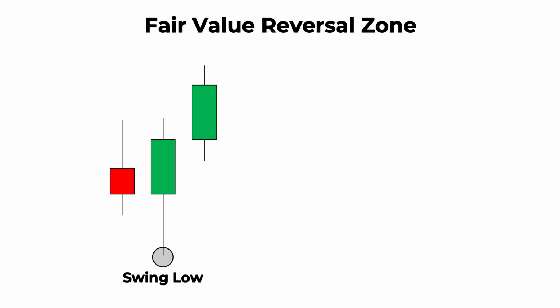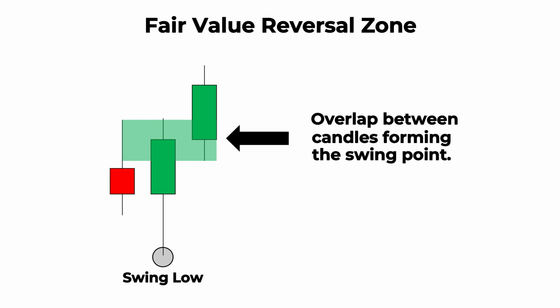For a swing point to form, we need 3 candles, and there is usually an overlap between these 3 candles. The fair value reversal zone exists in this overlap. For example, in this case, we have a swing low. The fair value zone sits in the area where all the 3 candles overlap, as it is highlighted in green.